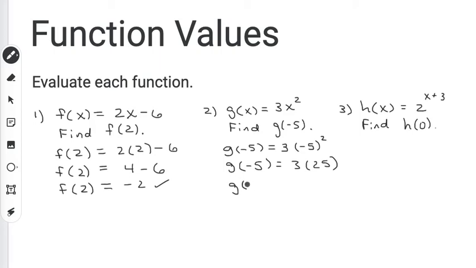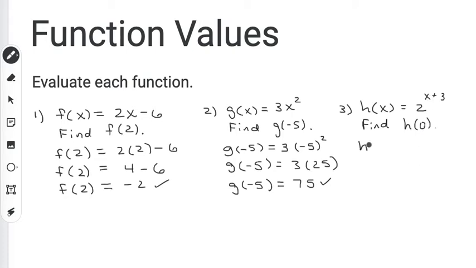Now I only have one step left to do, and that is to multiply 3 by 25 to get 75. And that's my answer. For number 3, I'm given h of x is equal to 2 to the x plus 3 power. So this is a number raised to an exponent, and that exponent is going to be the expression x plus 3. It tells me to find h of 0. So obviously, I'm going to let x be 0 and see what happens.